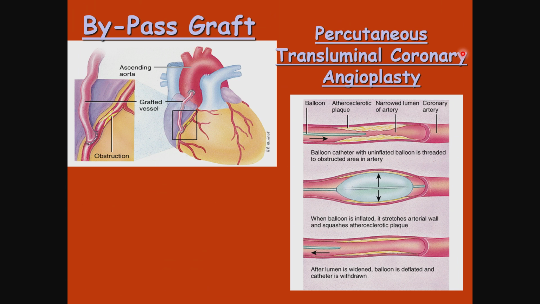Percutaneous transluminal coronary angioplasty, nobody wants to say that, so they just call it the balloon angioplasty. That is where they put the balloon into the area that has the plaque. They blow it up, all right? And when they blow it up, it literally pushes the plaque against the wall and thins it out. When the balloon is inflated, it stretches the arterial wall, and I like how it says here, it squashes the atherosclerotic plaque. And then after the lumen is widened, the balloon is deflated and the catheter is withdrawn, and now you can have blood flow.